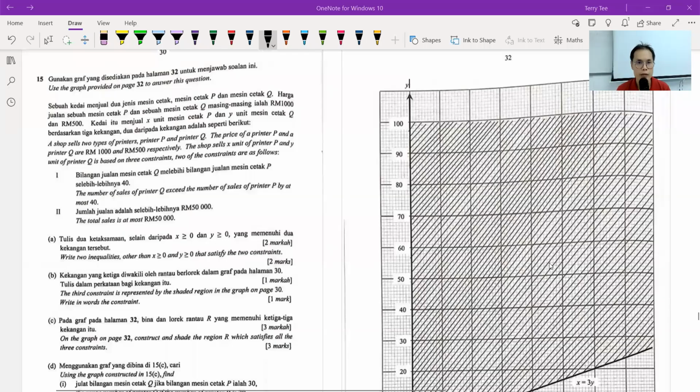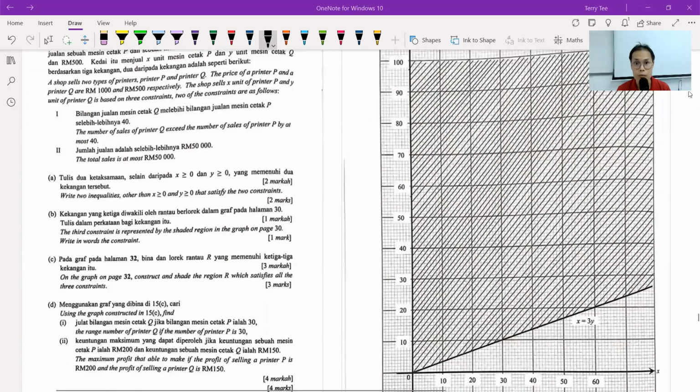So here we have the question from Form 5, chapter 7, linear programming. A shop sells two types of printer, P and Q. The prices of printer P and Q are RM1,000 and RM500 respectively. The shop sells x units of printer P and y units of printer Q. So they are based on the constraints given.